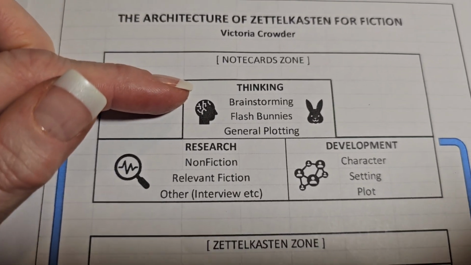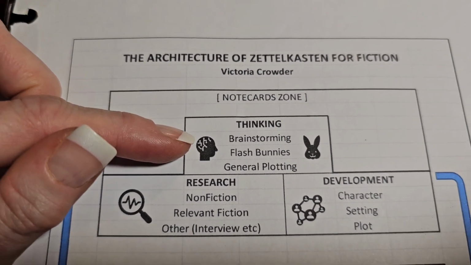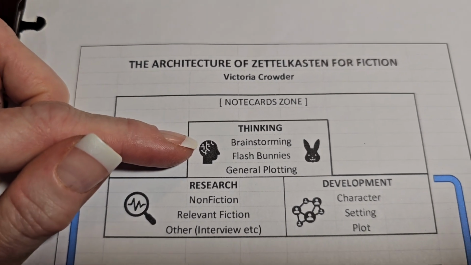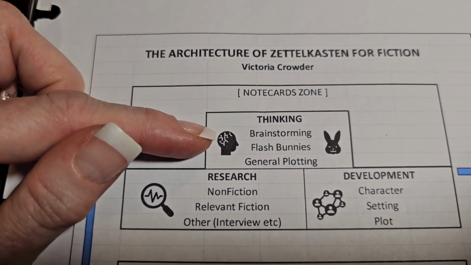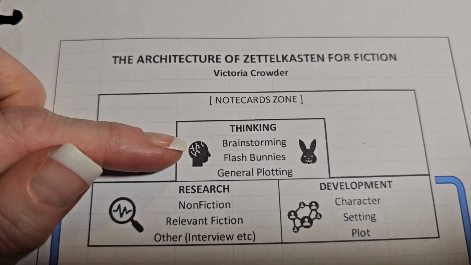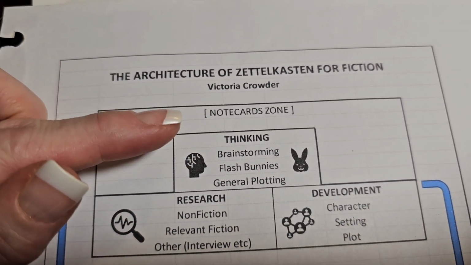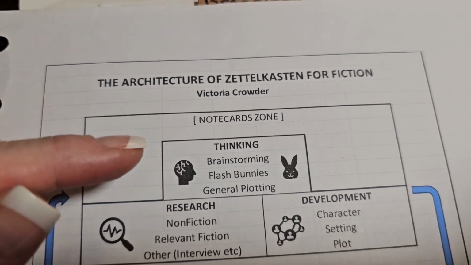So the thinking box includes things like brainstorming, like if you're working on a particular character and you're starting to think, I think maybe she's going to have a severe phobia about flying, okay? Those kinds of brainstorming details, those are what go on your thinking character cards, for example.